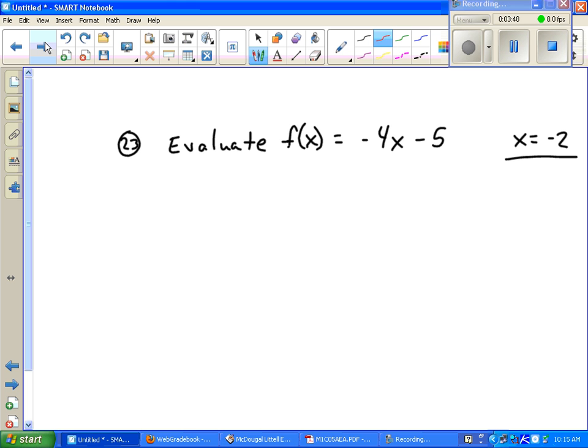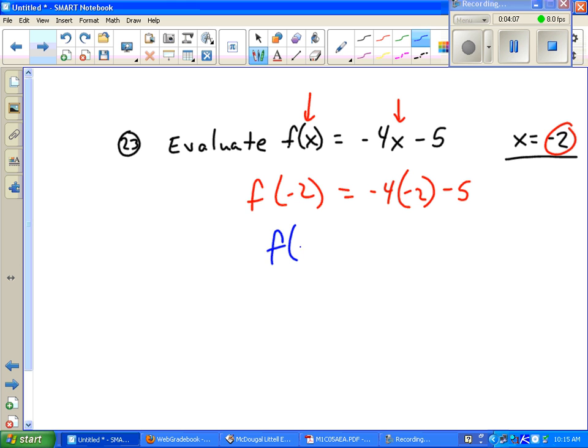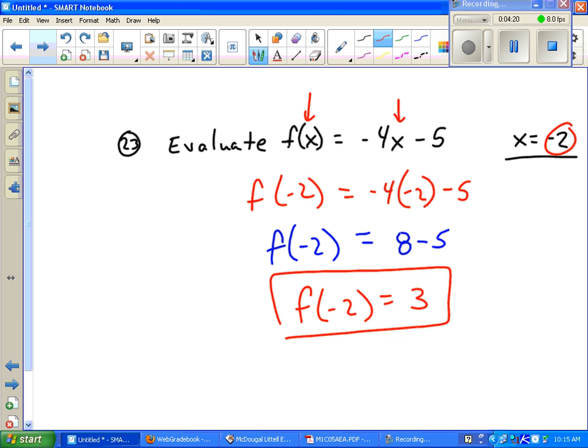Number 23 says evaluate f of x equals negative 4x minus 5 when x's value is negative 2. So in every place for x, you want to plug in negative 2. So f of negative 2 equals negative 4 times negative 2 minus 5. And again, all we're doing is simplifying this. F of negative 2, you leave it just like that. You don't ever fool with this side. Equals negative 4 times negative 2, which is a positive 8. Bring down your minus 5, and 8 minus 5 is 3. So f of negative 2 is 3.